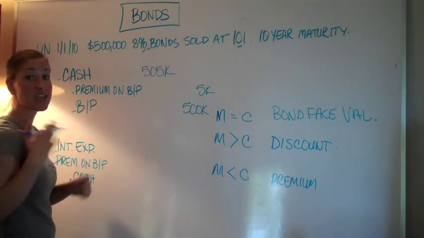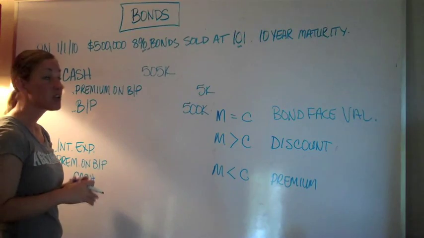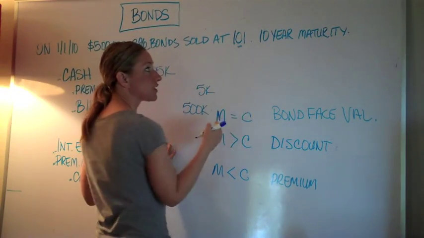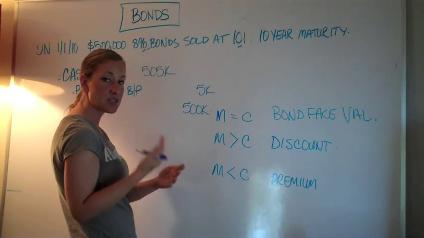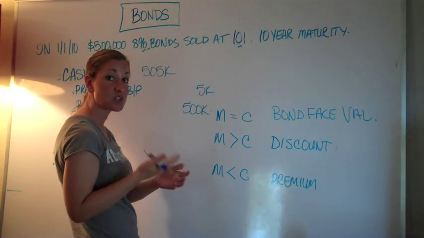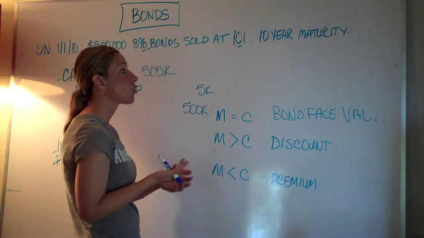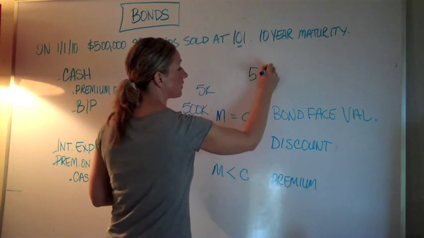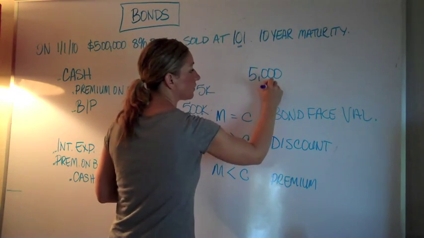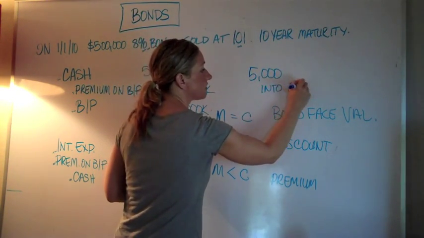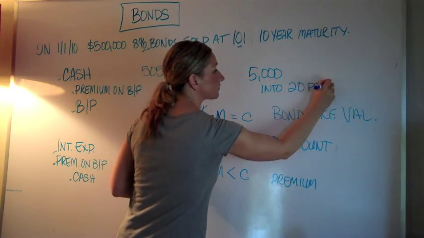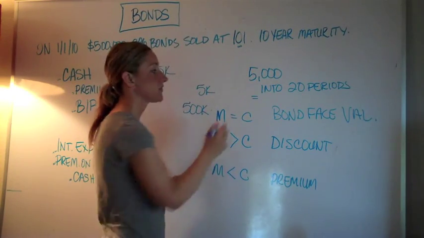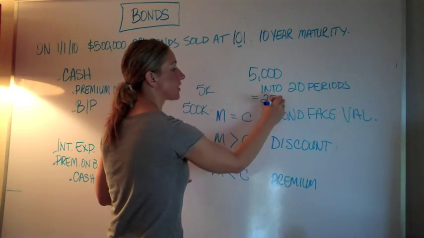That premium is going to be amortized over the life of the loan or the bond, and so it's going to be 20 periods. 10 years broken down into semi-annual payments, which is 2 times a year, or 20 periods. So we've got 5,000 into 20 periods, and that's going to give us $250 every 6 months.